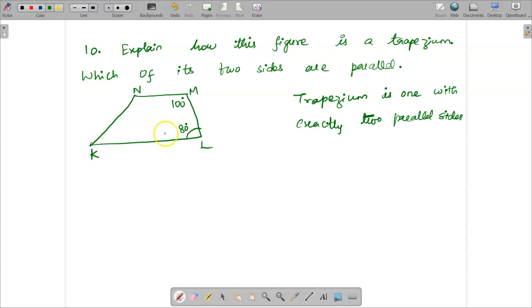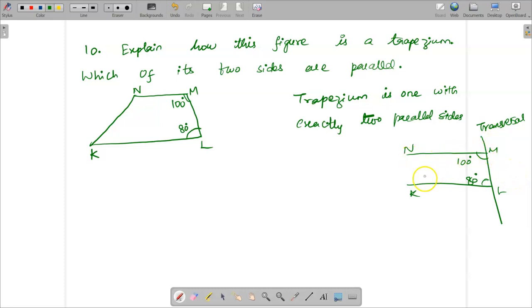So when can we say that two lines are parallel? We have to prove that these two lines are parallel, and a transversal is going across these two lines. Across the two lines NM and KL, a transversal is intersecting, and it is forming an angle of 100 degrees at M and 80 degrees at L.